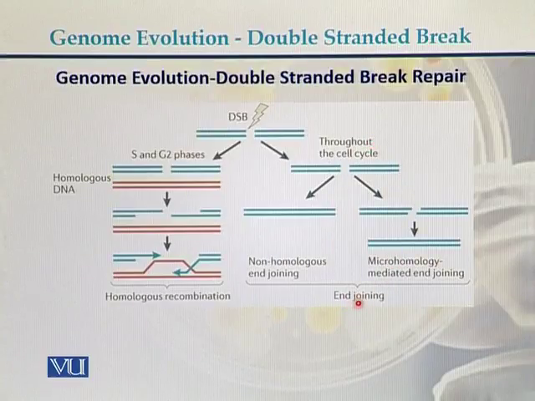End joining is of two types. One is called microhomology-mediated end joining, and the second technique is called non-homologous end joining. So a double-stranded break can be repaired by three different methods. One is homologous recombination, the second is non-homologous end joining, and the third is microhomology-mediated end joining.